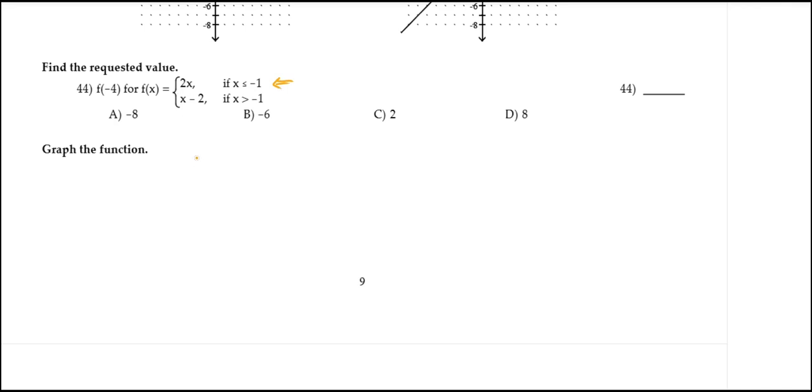And so what we want to do to evaluate f of minus 4 is to plug in minus 4 into the rule associated with being less than or equal to -1. That is to say, what is 2 times that? And this is going to give us minus 8, and that is answer A.